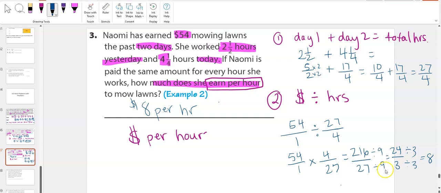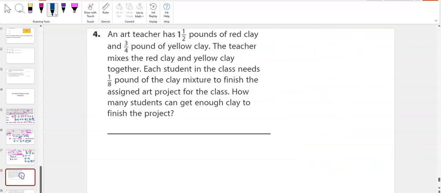I divided by 9 first, and I got 24/3. I divided by 3 again, and I got 8 even. If you had divided this by 27, you would have gotten 8 right away. So that means that this person, Naomi, makes $8 per hour. Okay, same on this next one. Try it on your own, and then come and join me and see if you get it right.